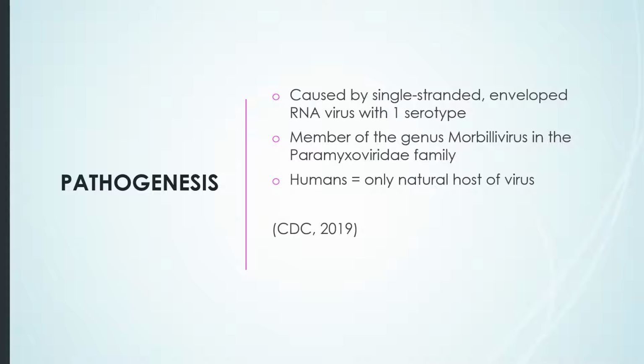Okay, so pathogenesis. Measles is caused by a single-stranded enveloped RNA virus with one serotype. It is a member of the genus Morbillivirus in the Paramyxoviridae family. This is just one member of that family, and through research, I found out there are 49 species placed in that family. Again, humans are the only natural hosts. You can't contract it from any animals.